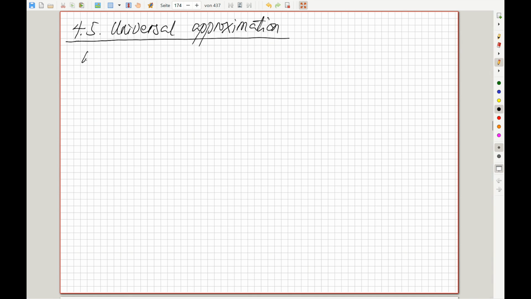And now we are going to learn the so-called universal approximation theorem. This theorem explains why neural networks can be used everywhere to solve all kinds of problems. Universal.